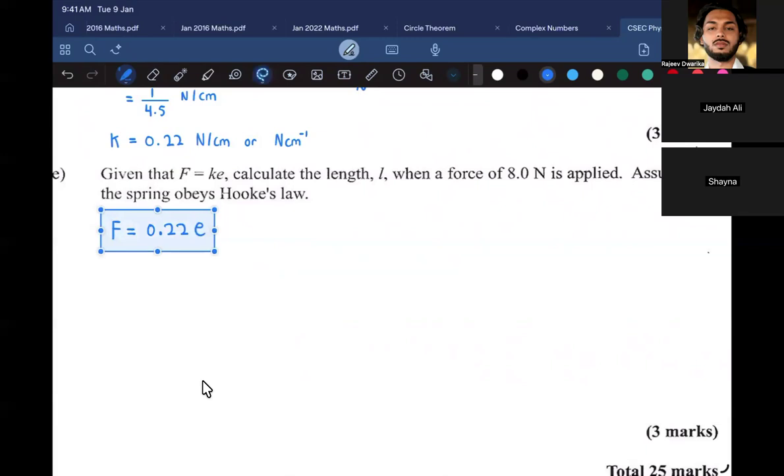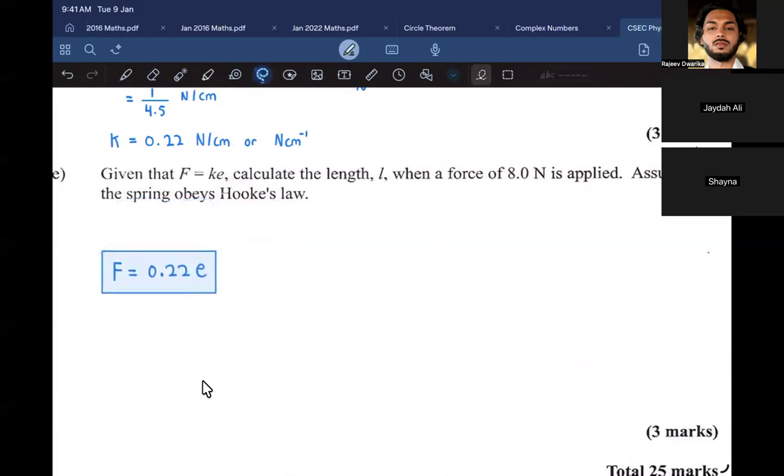Remember, the original formula was F is equal to KE, but in this round we actually found K. So we know what K is, so we made a substitution. So you go with that? Yes. Okay, nice. Now in this question, they want us to find the length L.